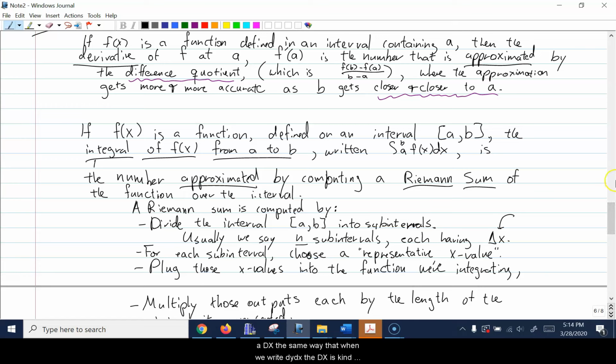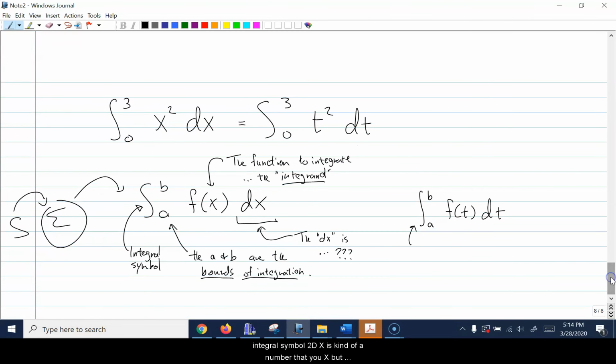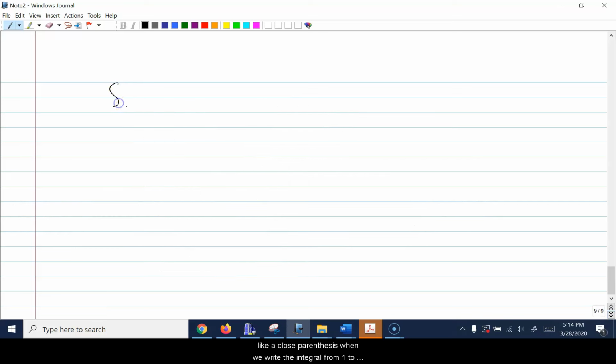The same way that when we write dy dx, the dx is kind of like a small number that you divide by, but isn't really a small number you divide by. In the integral symbol, the dx is kind of a number that you multiply by, but isn't really a number that you multiply by. And it's really serving more like a closed parenthesis. When we write the integral from 1 to 3 of x squared dx, this makes sense?